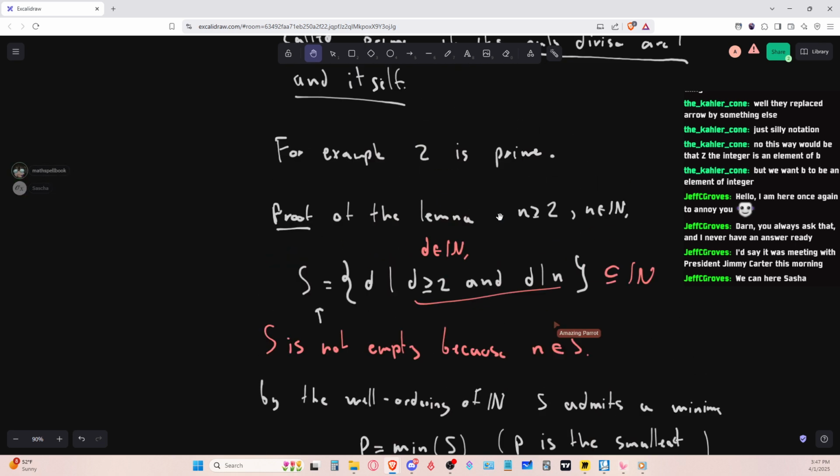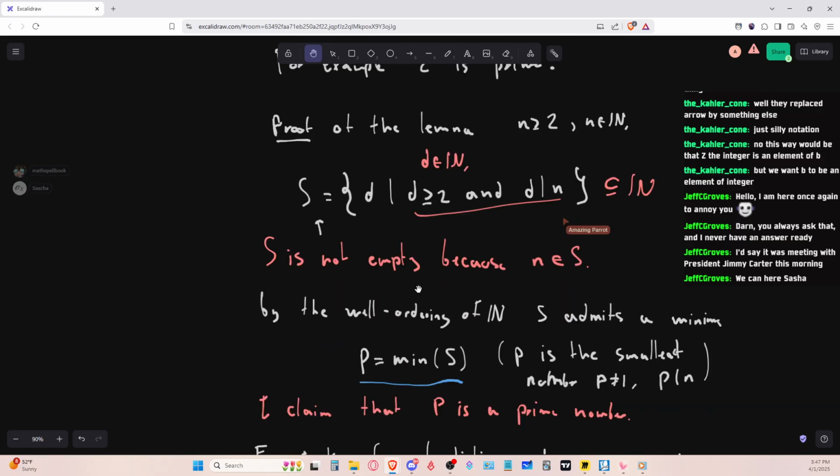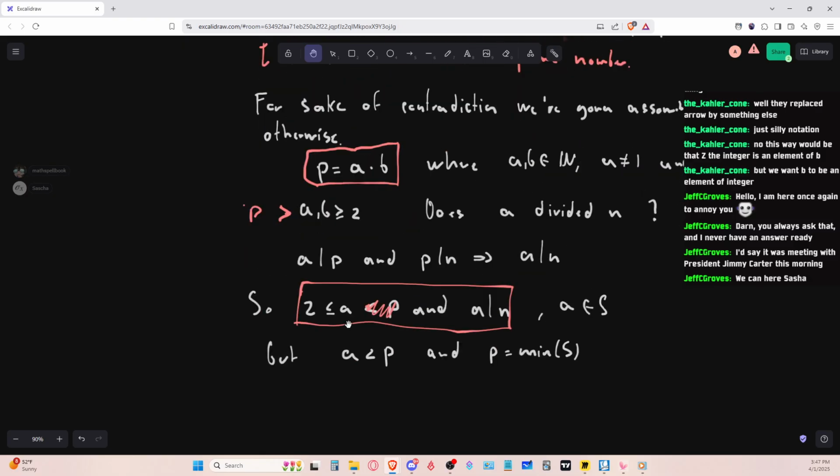I forgot what characterized D again. D was just a natural number, right? Yeah, D is just a natural number, which has the following properties: greater than or equal to 2 and it divides N. Okay. But P is supposed to be the minimum, so basically we have A, which is also part of S, which makes the contradiction, since P is the minimum but there's also a number in there, A, which is less than P. Thus we have the contradiction.